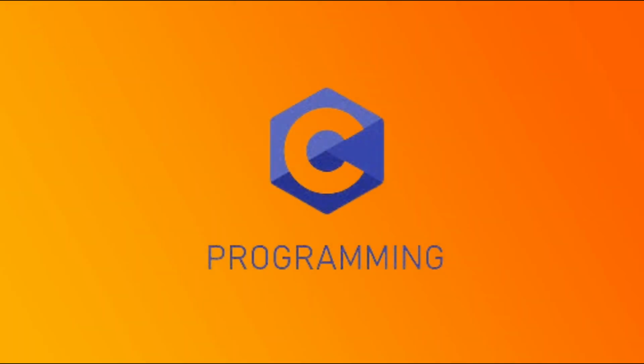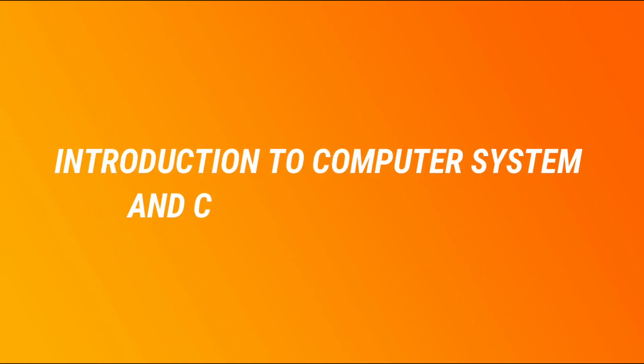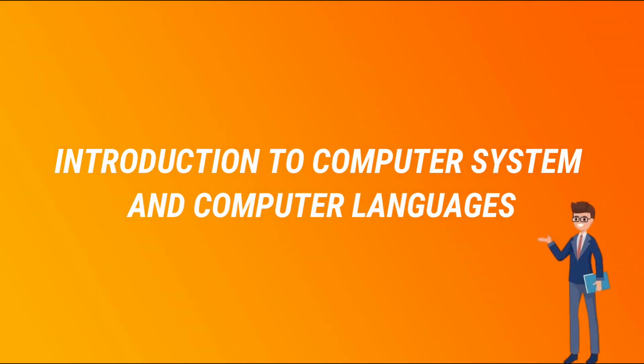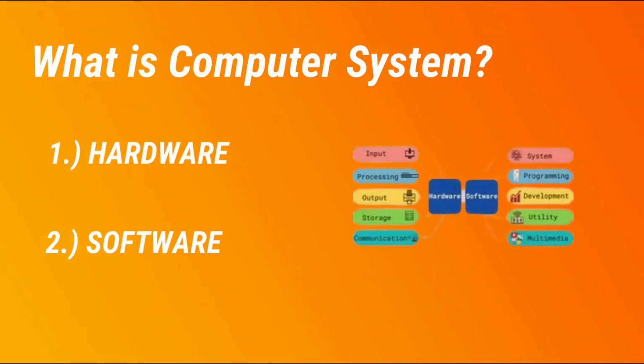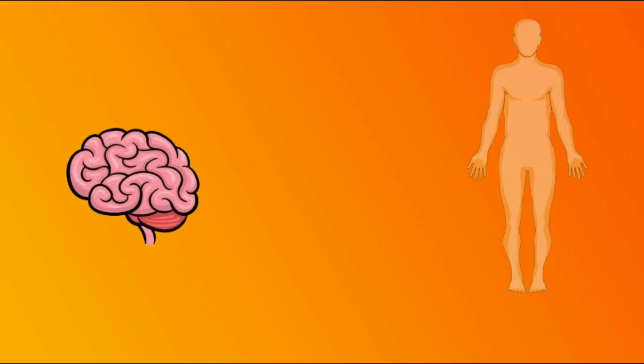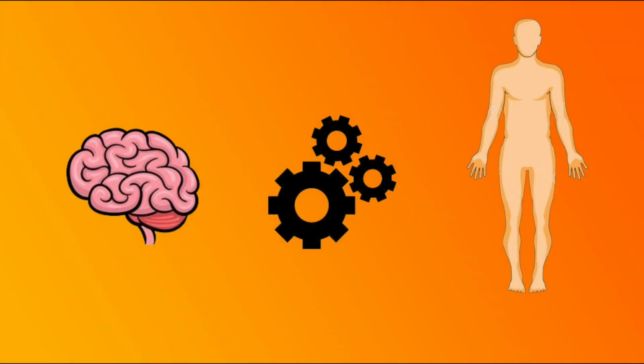Today, we are starting our C programming series journey with our first introduction to computer system and computer languages. So, what is a computer system? In short, a computer system is a combination of hardware and software that performs various tasks. Just think of it as a brain and a body working together.